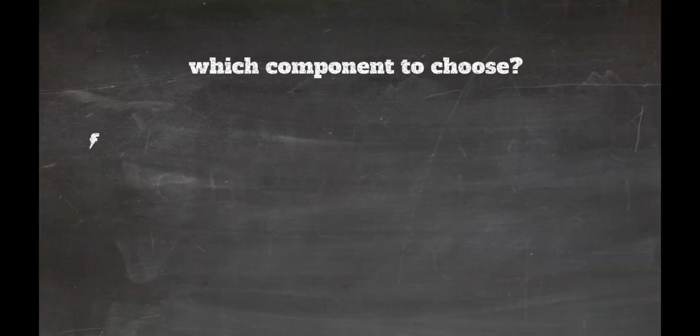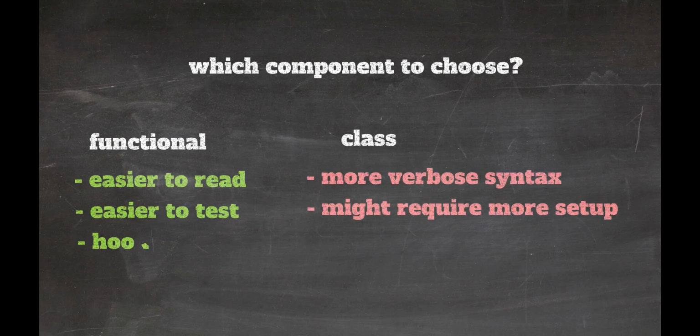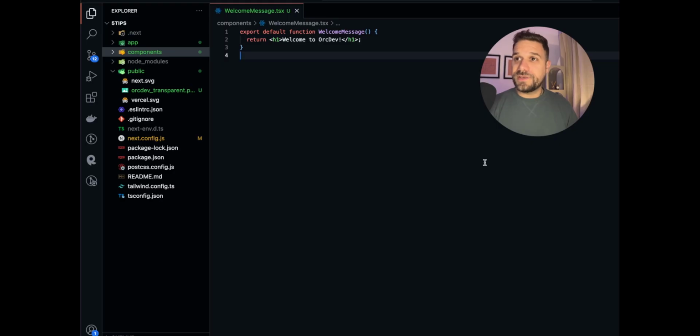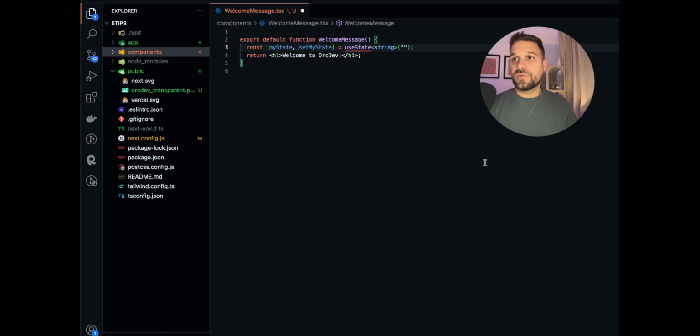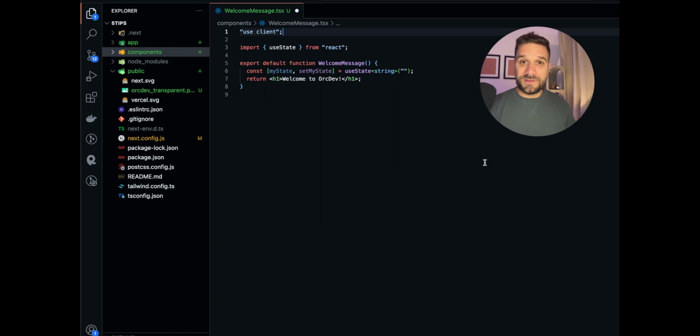Tip number 1 is use functional components. When working with Next.js, always opt for functional components over class components. They're easier to read, test, and they come with hooks. Here's a simple example. Simplicity is the key here. We can do everything the same in functional components like in class components using hooks. So here we are going to import useState by React, and don't forget, in Next.js, for all components using hooks, you need to put useClient flag.